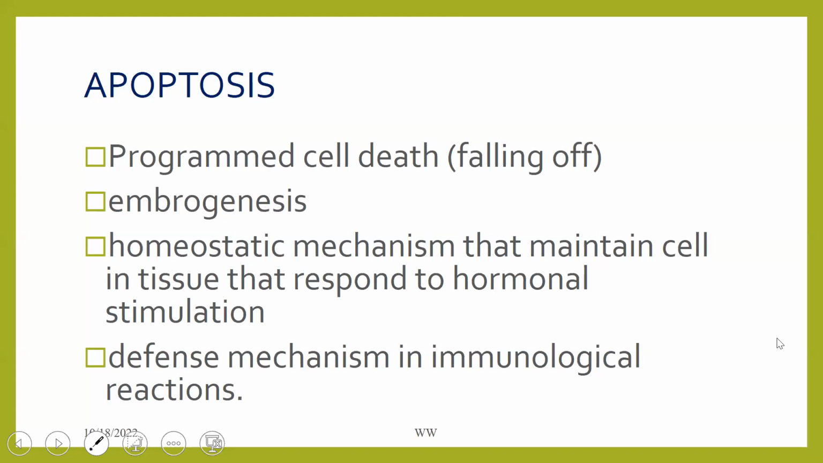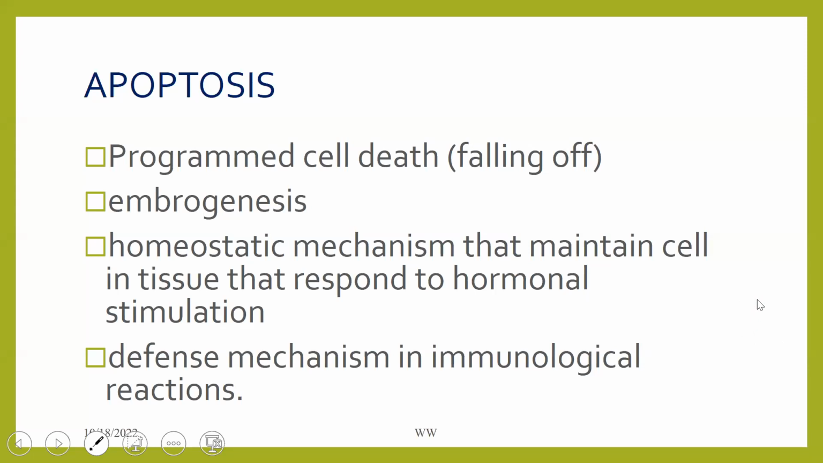Otherwise, we would get accumulation of lymphocytes within the lymph nodes and the marrow. And when that happens, that becomes another disease process. When this programmed cell death does not happen, then we end up with tumors. When it happens in pathological processes, we end up with diseases.